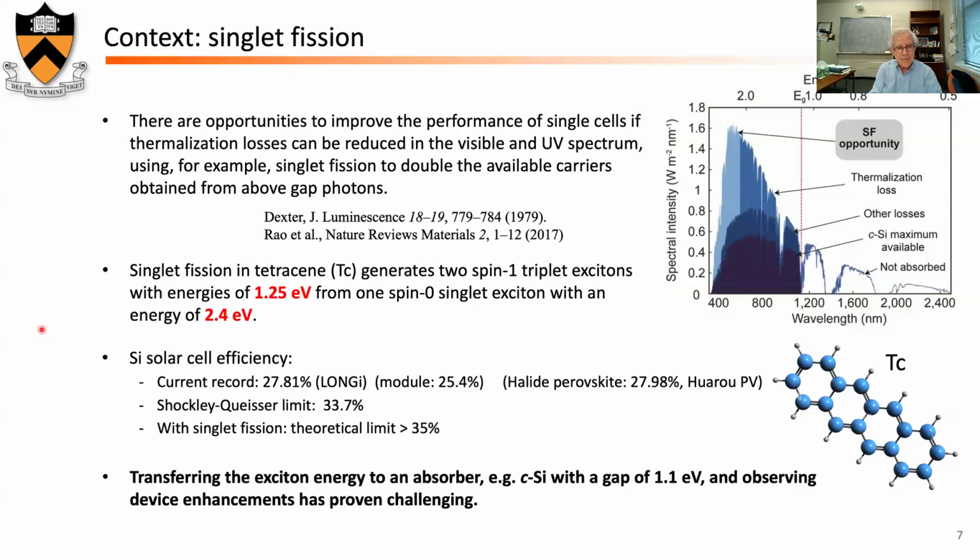However, transferring the exciton energy, these triplets, to the absorber, so to silicon with a gap of even 1.1 electron volt, has proven very challenging. And so research is picking up a little bit following the work that I'm going to describe right now.